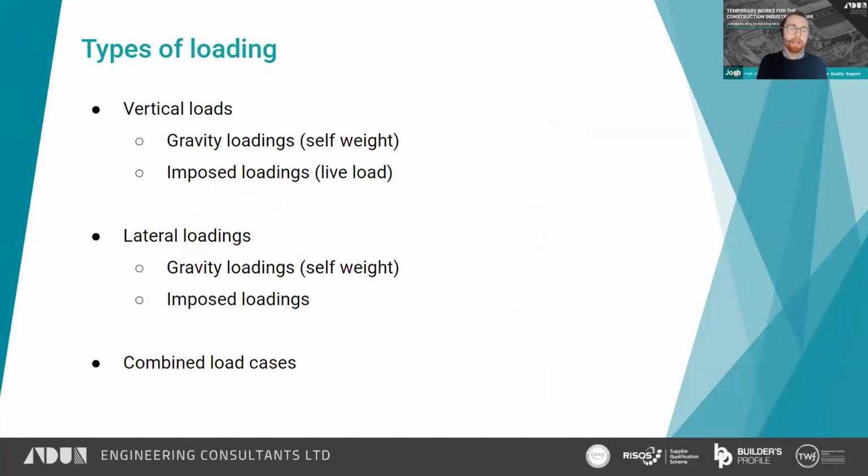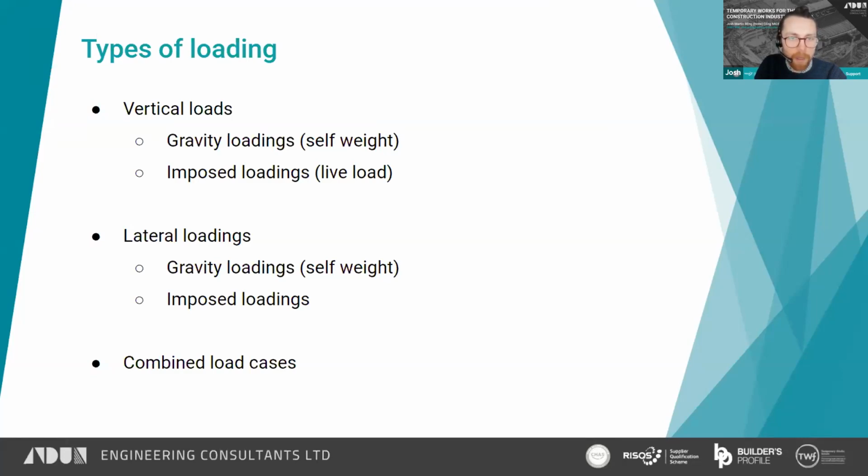So now we know that a load path is the way that a load travels from where the load is applied to its final destination. We'll now briefly discuss what those loads could be. These can be broadly split up into two categories: vertical loading and horizontal loadings, or lateral loadings. The vertical loads could be gravity loadings, such as the self-weight of the building acting down due to gravity. Imposed loadings could be live loadings, such as pedestrian loadings, vehicles, or environmental loading such as snow.